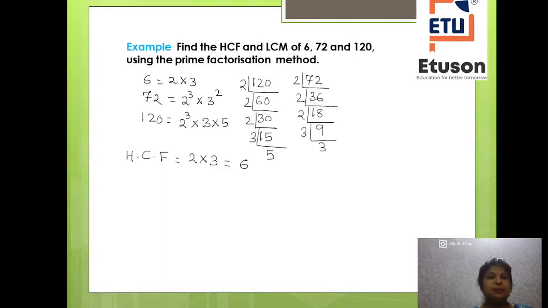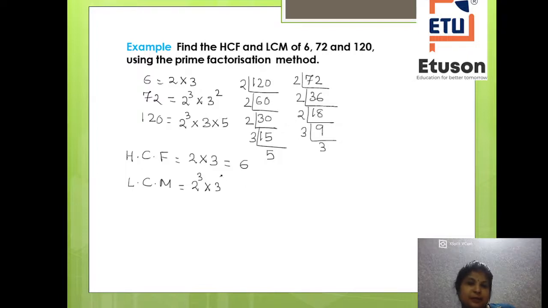So in the same fashion, I will find out the LCM. Okay. So for LCM, what do you have to consider? You have to take the highest power. So what is the highest power of 2? 2 to the power 3. What is the highest power of 3? You will take 3 square. What is the highest power of 5? You will take 1. So 5.